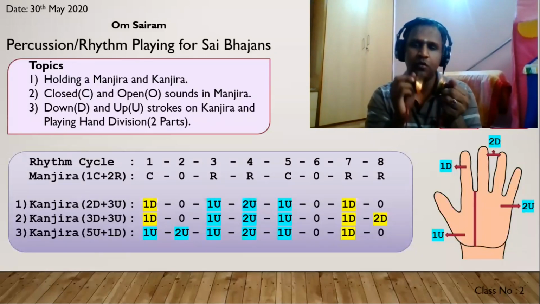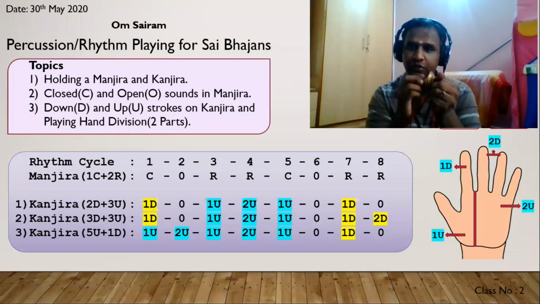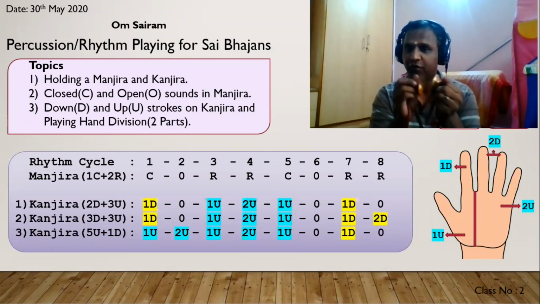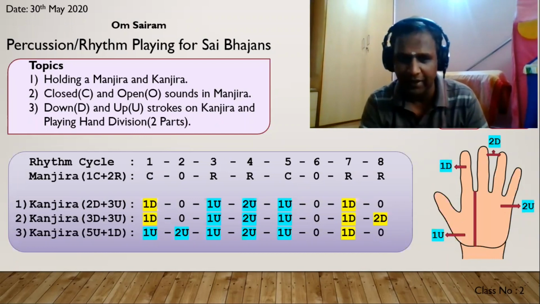Okay. 1, 2, 3, 4. Slow also. 1, 2, 3, 4. So you can practice this.